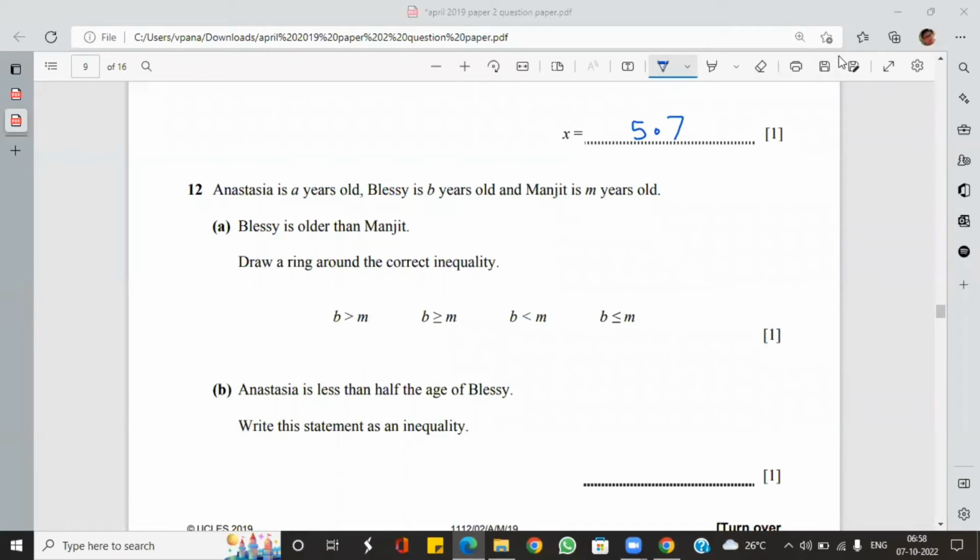So Anastasia, let us take here Anastasia, then Blasi, and then Manjit. Anastasia is A years old, Blasi is B years old, and Manjit is M years old. Then they say draw a ring around the correct inequality. Blasi is older than Manjit. That means B is greater than M. So this is the inequality. Now Anastasia is less than half the age of Blasi. Less than half. Anastasia, that is A, is less than half the age of Blasi, that is less than half of B.